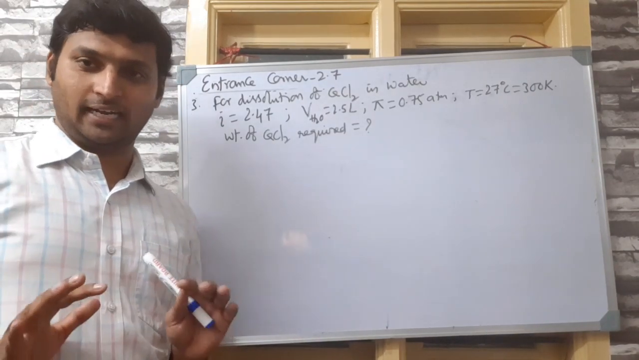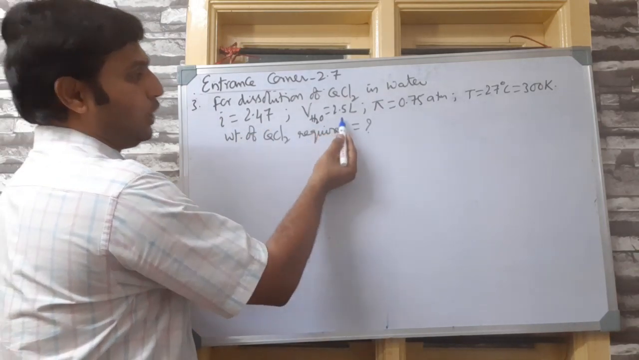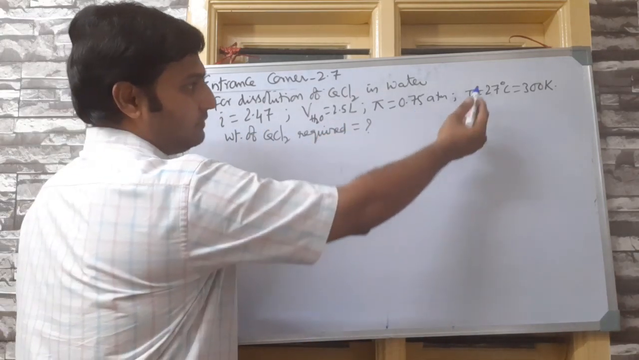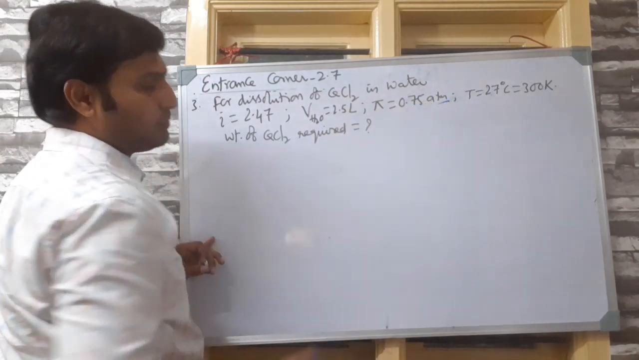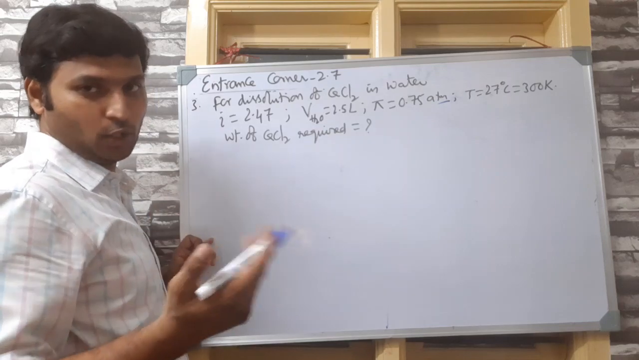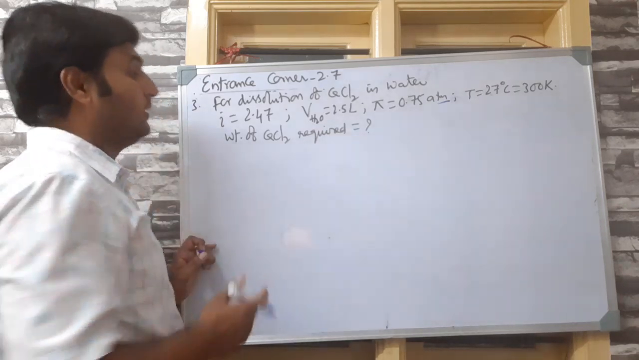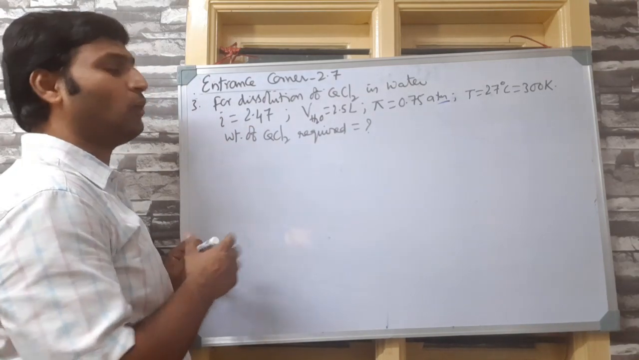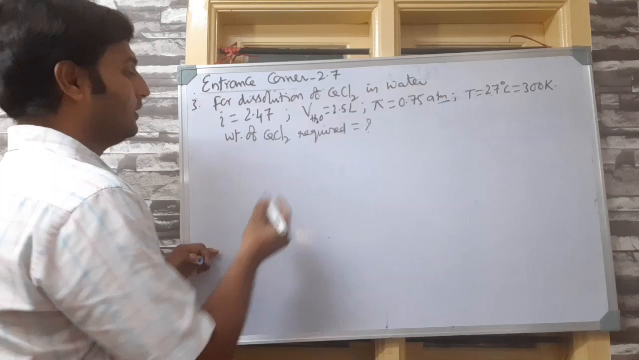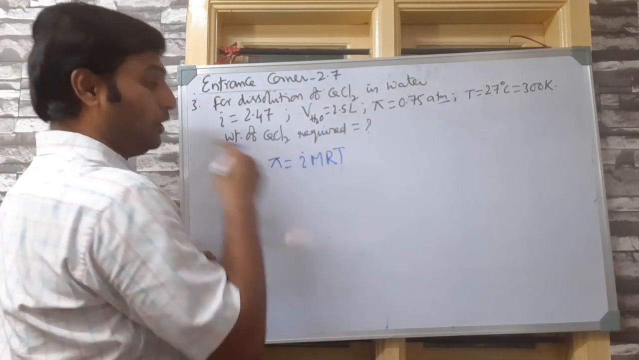Another almost direct question. See, Van 't Hoff factor is given, volume of solution is given, pi is given, temperature is given. R value, because pi is in atmosphere, we will take 0.0821 liter atmosphere mole inverse Kelvin inverse. Now what he needs is the weight of calcium chloride. For getting the weight of calcium chloride, what we need is molarity. So please observe. Pi is equal to i into MRT, I told you.